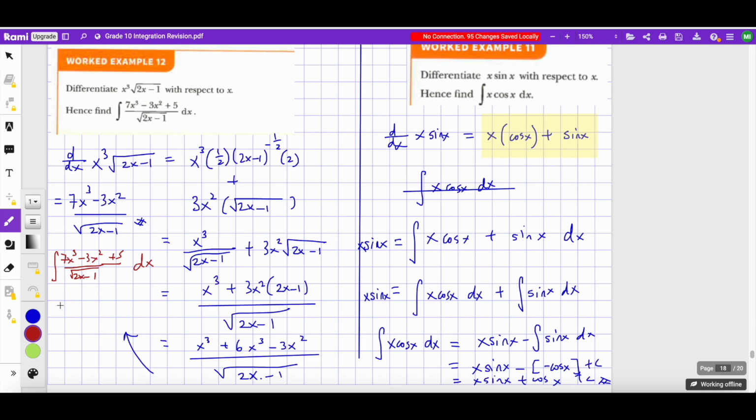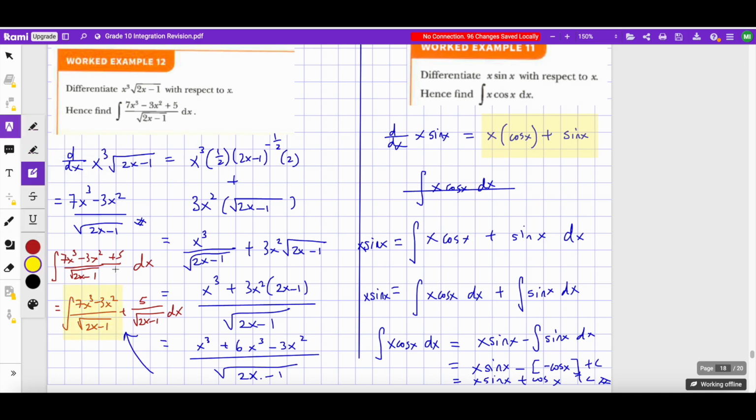So we can go ahead and split this up. 7x cubed minus 3x squared over root of 2x minus 1, plus we're going to put a 5 here over root of 2x minus 1 dx. All right, so we can just split it up like that and realize that now with the splitting, this is exactly what we have done earlier on. And the next integral of 5 over root of 2x minus 1 actually can be done quite easily. You don't have to do anything very special. We can actually do that. So we'll go ahead and solve this.